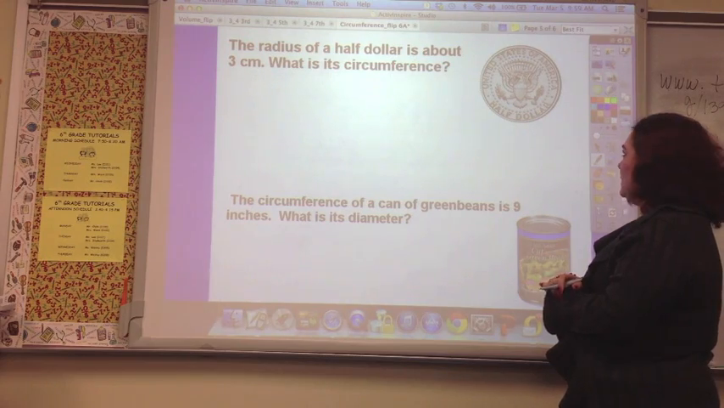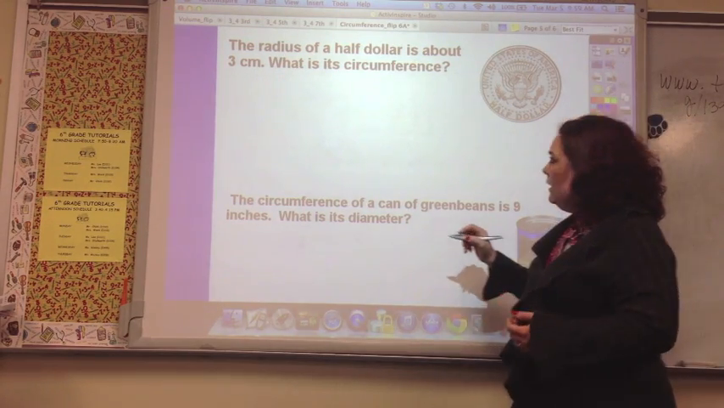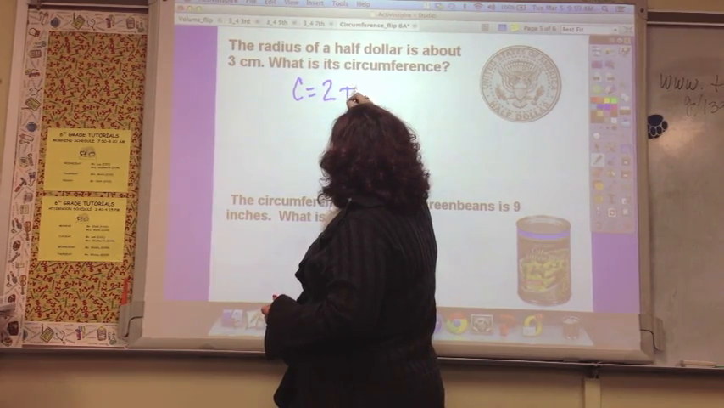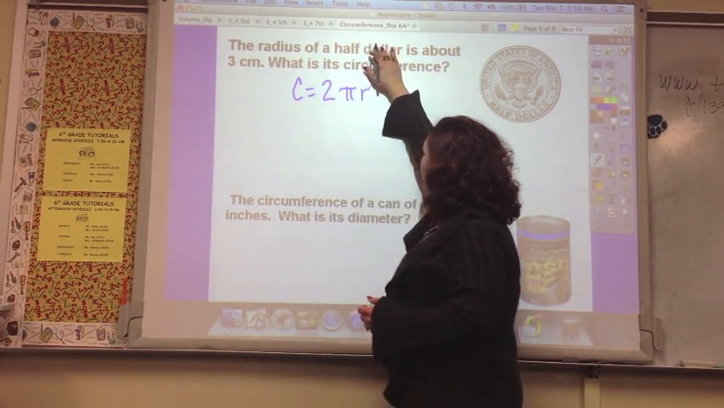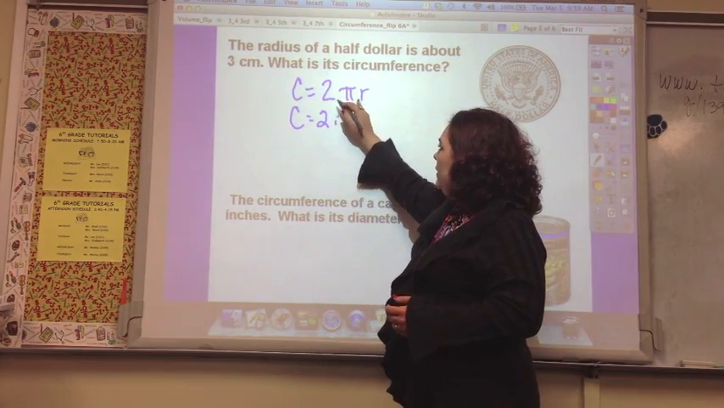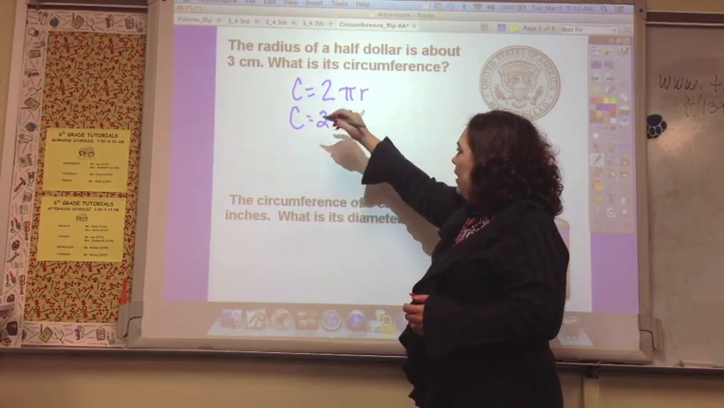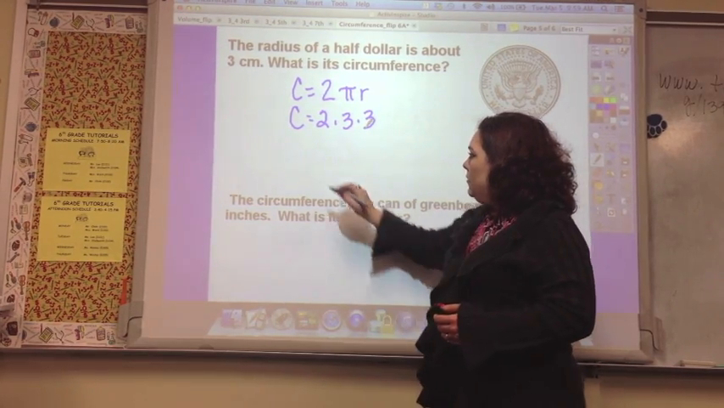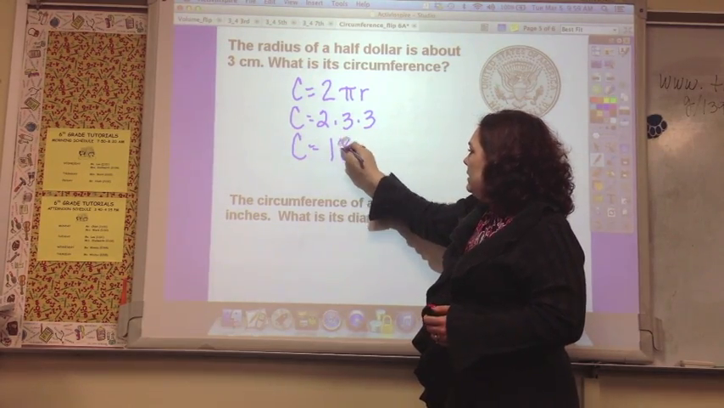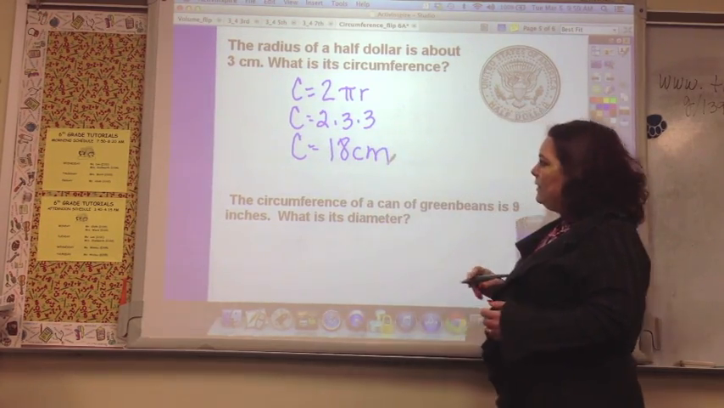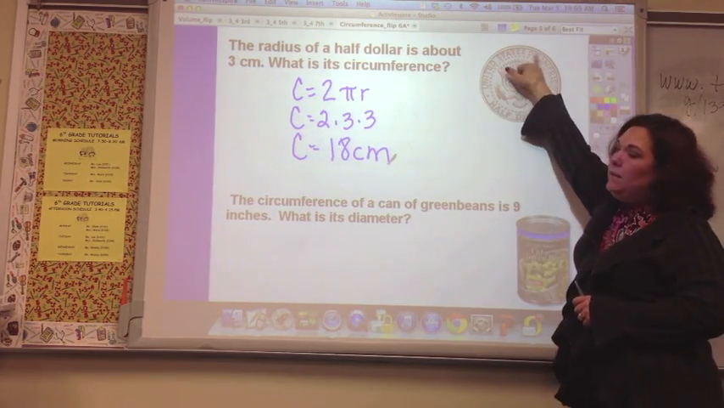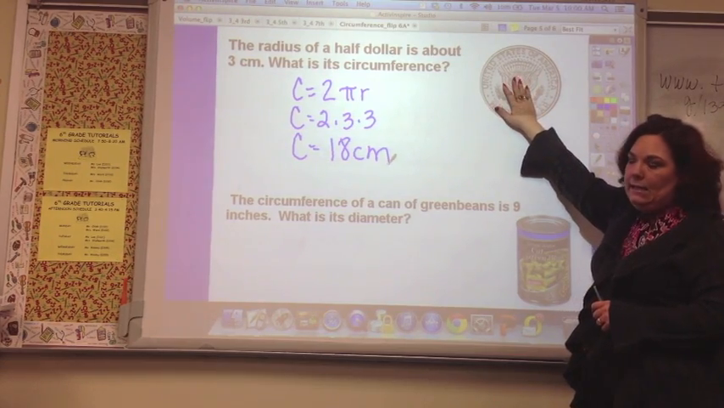What is the circumference? Okay, so what I know is I want to use C equals 2 pi r because I'm given the radius. And so C equals 3 for pi times 3. So C equals 6 times 3, which is 18 centimeters. And what that's saying is if this distance is 3, then the distance around is 18.